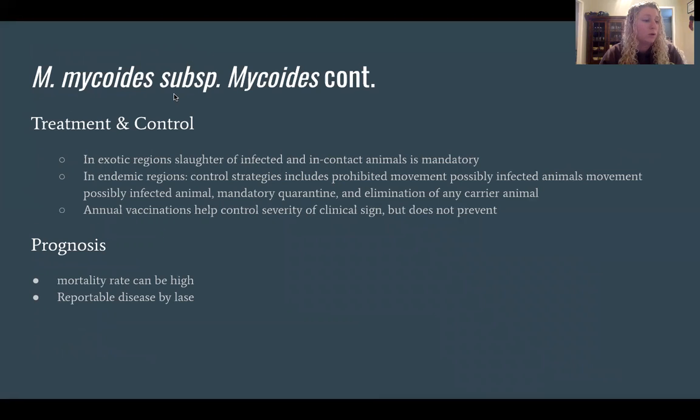Treatment and control. So in exotic regions, slaughter of the infected and in-contact animals is mandatory. And then in your endemic regions, control strategies include prohibited movement of these possibly infected animals, and then mandatory quarantine and elimination of any carrier animal. Annual vaccines help to control the severity of the clinical signs, but like any other vaccine, do not prevent them from getting it. Prognosis, your mortality rate can be high. Reportable disease by OIE.